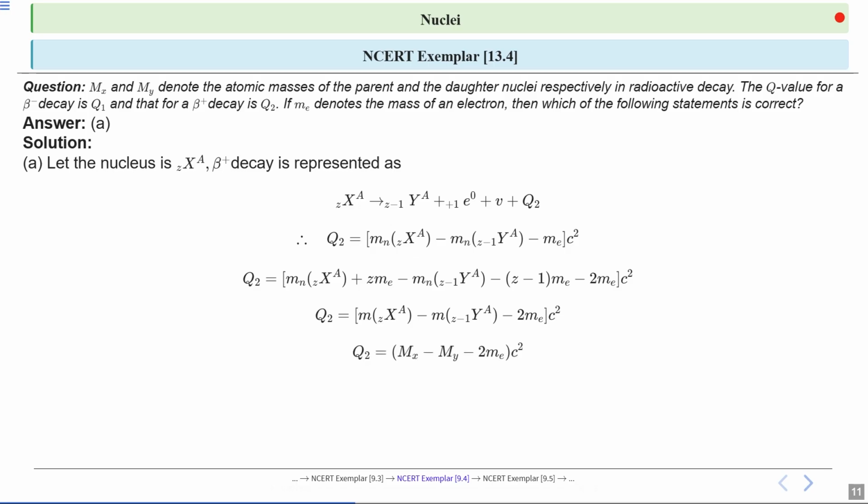So now the equation is Q2 equal to capital Mx minus capital My minus 2Me C square. This accounts for the mass difference between the parent and daughter nuclei minus twice the electron mass for the positron. Okay, the mass of positron and electron is the same, multiplied by C squared. So in the question it is given that the mass of the parent atom is Mx and the mass of the daughter atom is My.